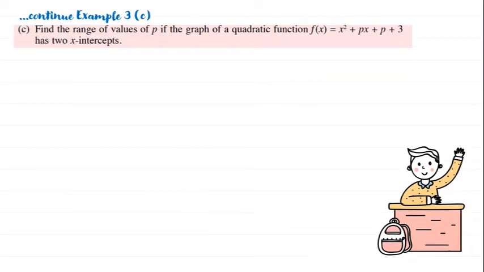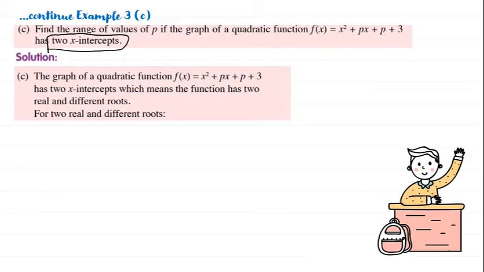Okay, now we continue with example 3 for question C. Find the range of value of p if the graph of quadratic function f(x) = x squared plus px plus p plus 3 has two x-intercepts. So this is the keyword. Okay, the solution. If this graph of quadratic function has two x-intercepts, it means that it has two real and different roots. So for two real and different roots, the discriminant is more than 0.